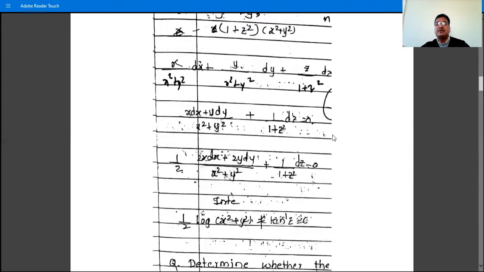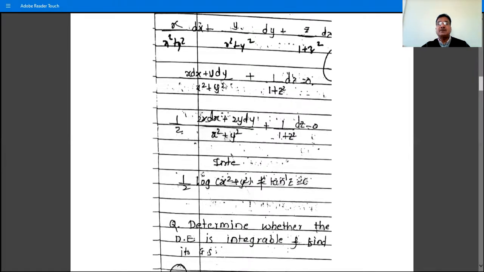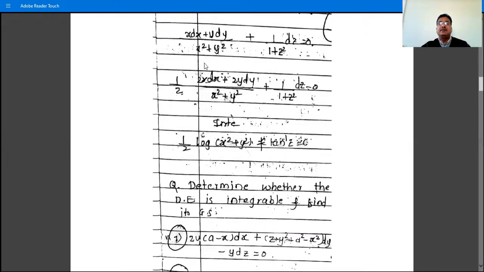And again this is one variable separable, the z variable is separated. Then adjustment of this factor: take x square plus y square as LCM, then x dx plus y dy over x square plus y square, plus 1 by 1 plus z square dz, is equal to 0. If you find the derivative of x square plus y square, it is 2x dx plus 2y dy. So multiply by 2, divide by 2, that is, adjust the derivative of the denominator at the numerator. Then integrating, we have 1 half log x square plus y square plus tan inverse z, because if you take x as the variable, the derivative of tan inverse x is 1 by 1 plus x square, like that. The derivative of tan inverse z is 1 by 1 plus z square, is equal to constant.